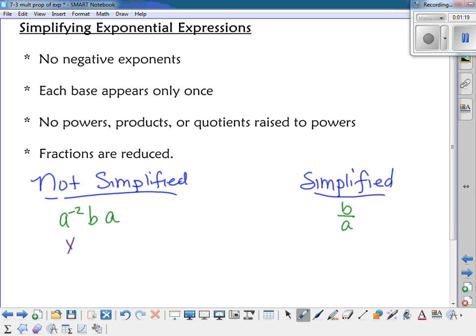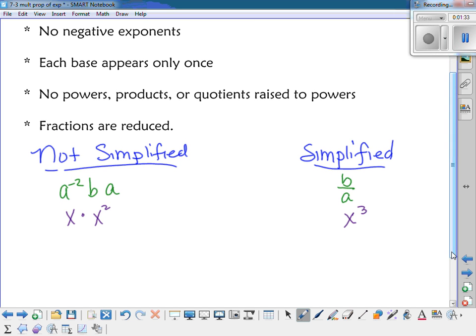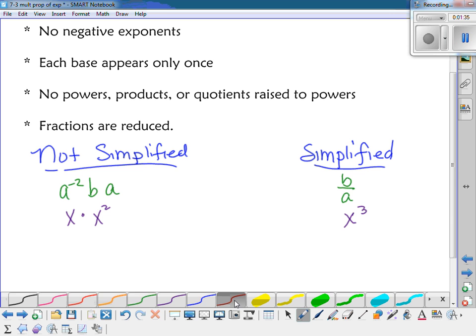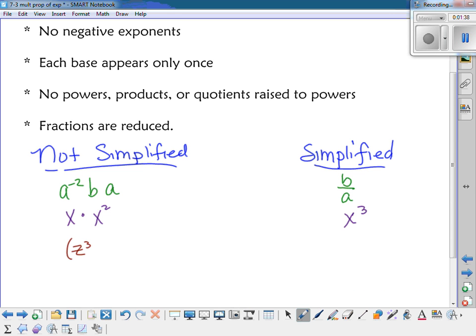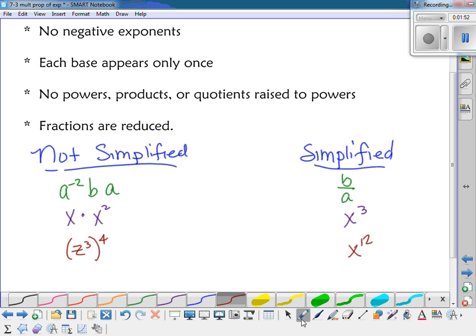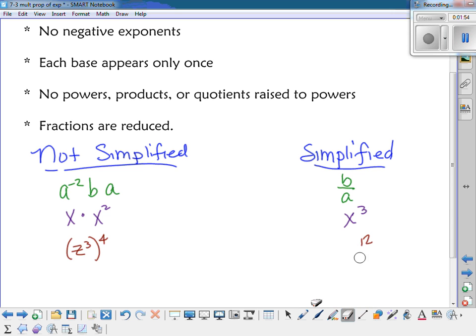If I have x times x squared, it's not simplified because the base x is there twice. X cubed, however, is simplified because the base x is only there once. If I have z cubed inside parentheses and then outside of that I'm raising it to the power of 4, that means I'm taking a power to a power. It's not simplified all the way. So you'd have to simplify it. It would be z to the 12th.